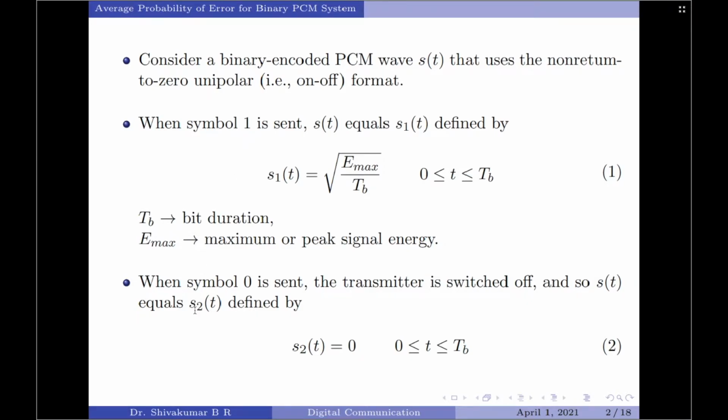On the other hand, when symbol 0 is sent, we should note we are considering an on-off format. So, the transmitter is switched off for a duration of TB and let S of t equal S2 of t when symbol 0 is sent. So, S2 of t can now be represented as 0 over the interval 0 to TB.